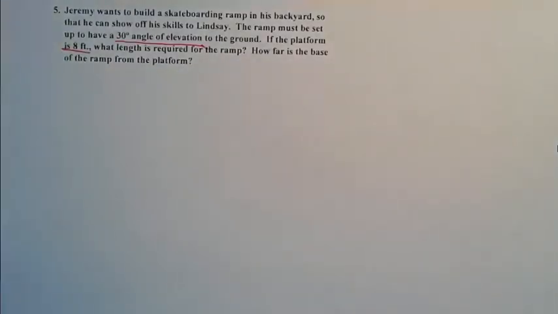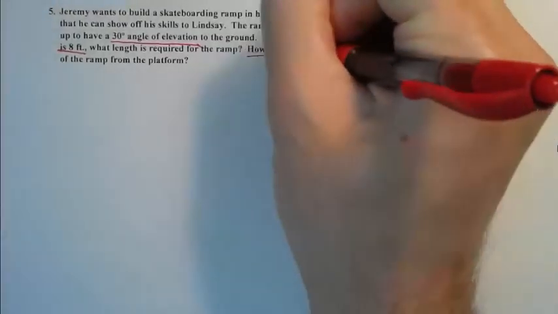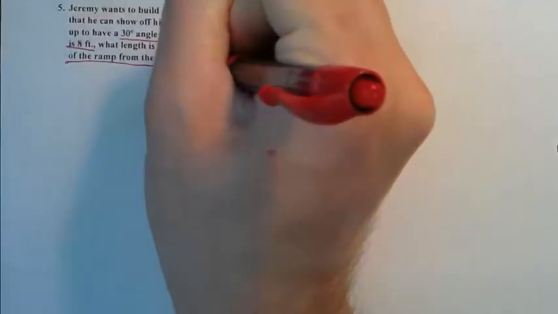So they're building a skateboarding ramp, and the ramp must be set up to have a 30-degree angle of elevation. The platform of the ramp is 8 feet long. And we want to figure out how far is the base of the ramp from the platform. And so we're going to draw our picture now.